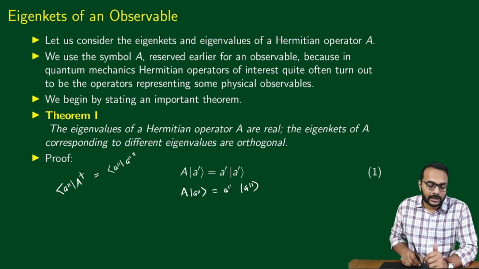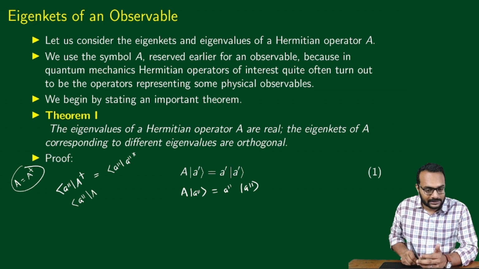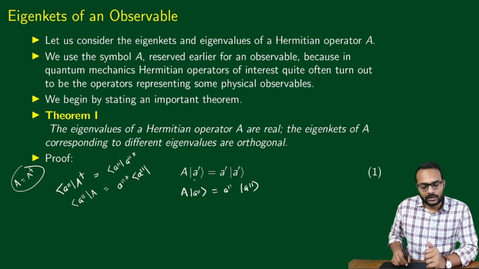Now we have said that A is a Hermitian operator. A is Hermitian means A is equal to A dagger. This is the definition of a Hermitian operator. Since A is Hermitian, the equation for the eigenbra can be written as bra a double prime A, or operator A acting on bra a double prime, is equal to a double prime star times bra a double prime. Now we have got two equations, one which involves the eigenket and another which involves the eigenbra.